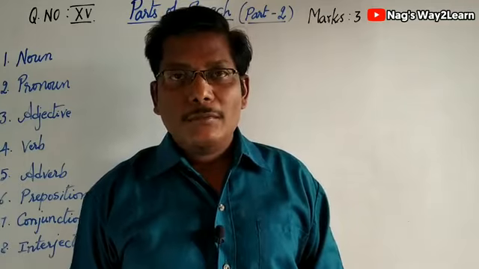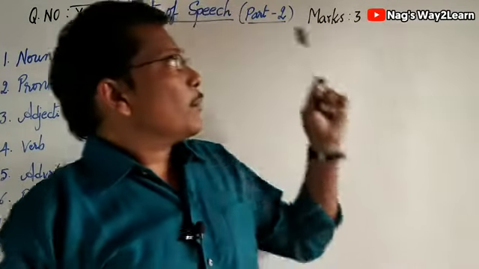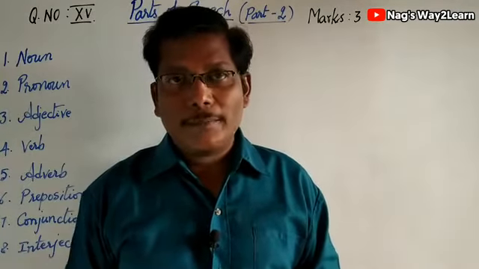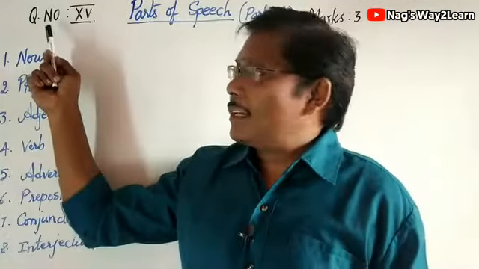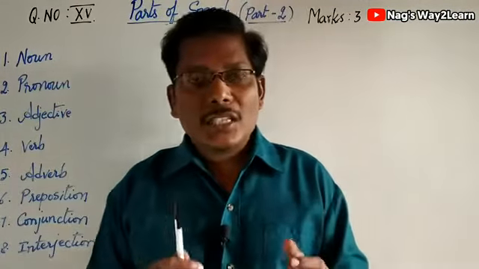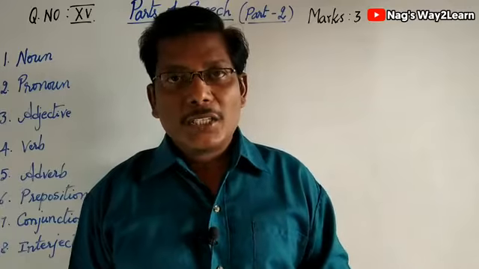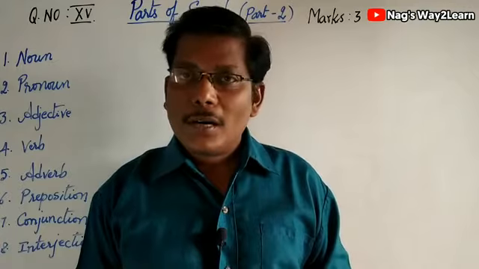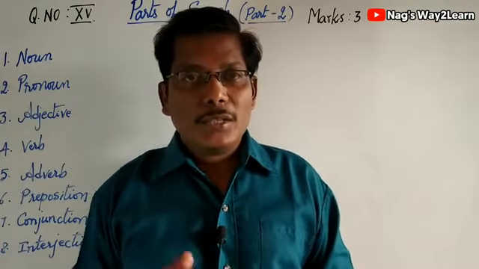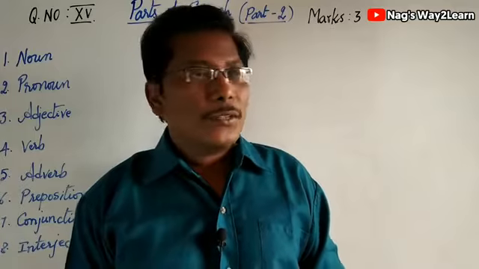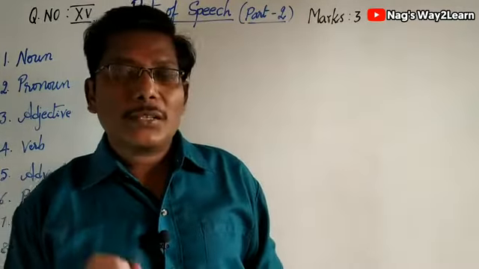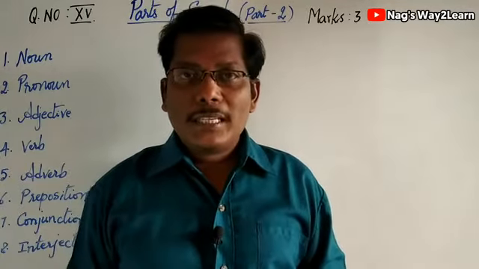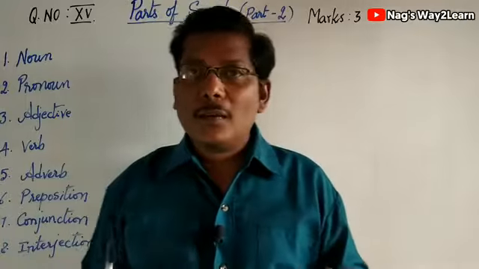In the previous video, I started the topic parts of speech, which is very important in grammar for intermediate first year. In our public examination, under question number 15, 6 sentences are given, and in every sentence, one word is underlined. Now we need to tell the part of speech of the underlined word. So for 6 sentences, there will be 3 marks. Each one carries half mark. So 6 halves are 3 marks. So in our public examination, a 3 marks question is given on parts of speech.